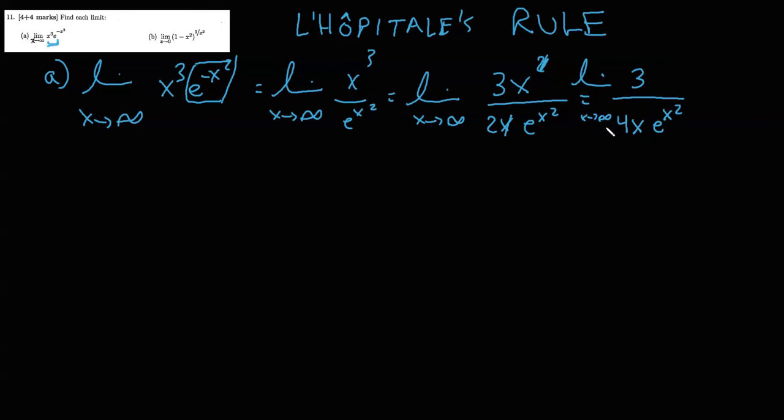Limit, of course, as x goes to infinity. We can actually plug in infinity now. It would go in here and it would go in there. And we would get 3 over a really big number. So then our limit is 0.